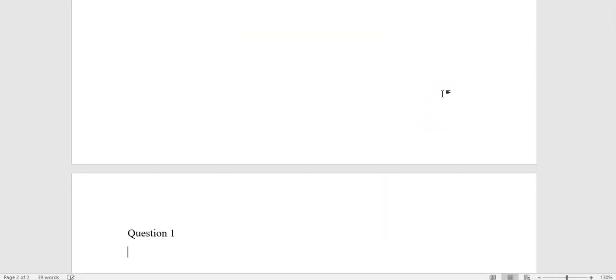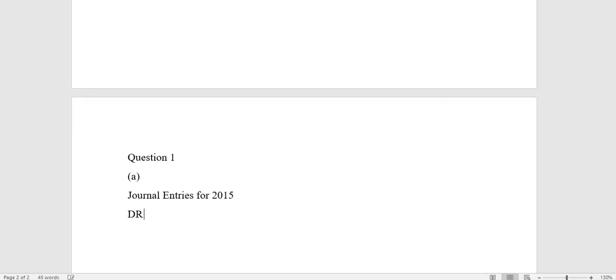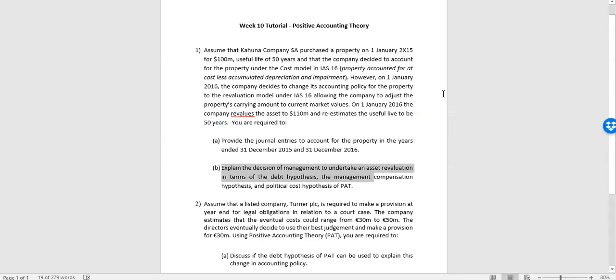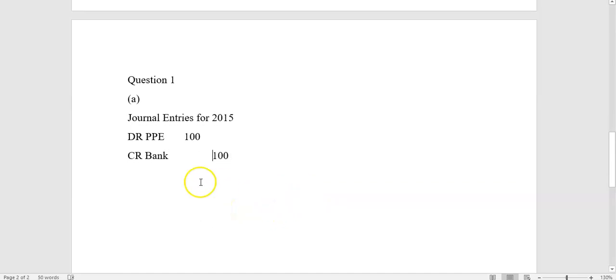So we come down then to question 1, and we look at part A. So we'll say journal entries for 2015. Well, the first one is an easy one. It's going to be debit property, or we'll call it PPE, and credit bank. And that is going to be 100. So you're told it's 100 million. So we'll just do 100. We'll drop the millions off to make it easier for calculations. If you did out 100 million, that's fine as well.